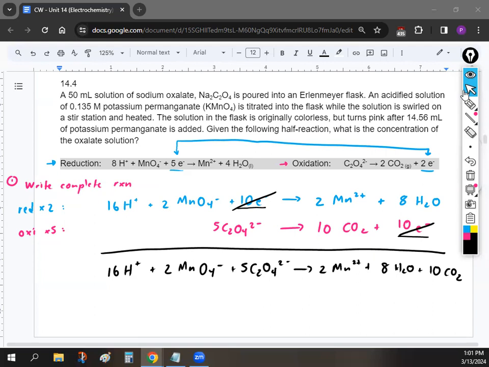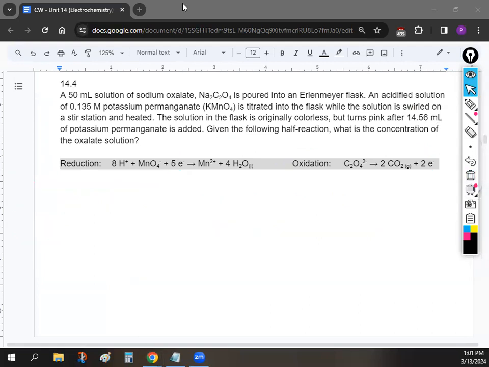But let's talk about what's going on in this scenario. So this is titration, and we already are familiar with what's going on. It tells you that you have 50 mils of a sodium oxalate and it's poured into an Erlenmeyer flask. So basically you have a flask, it's 50 mils and you got sodium oxalate in there, Na2C2O4.